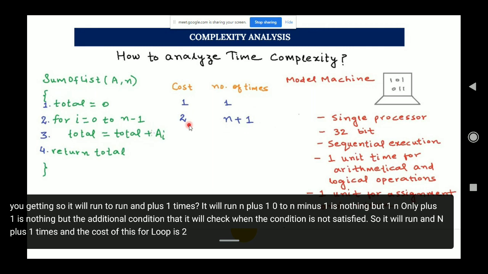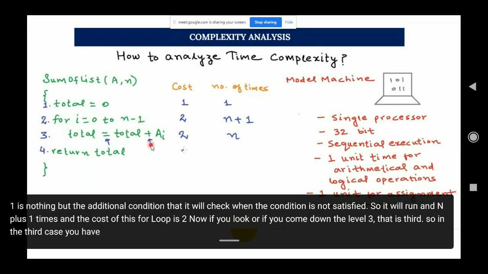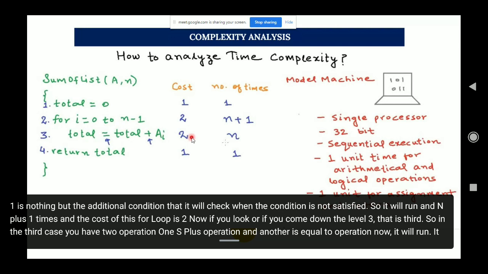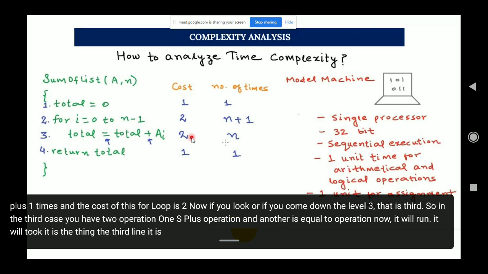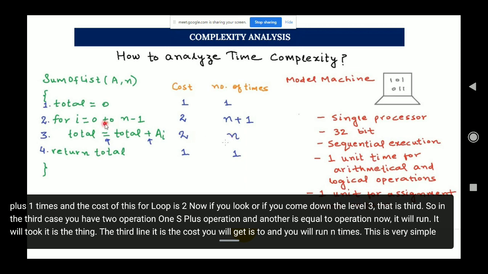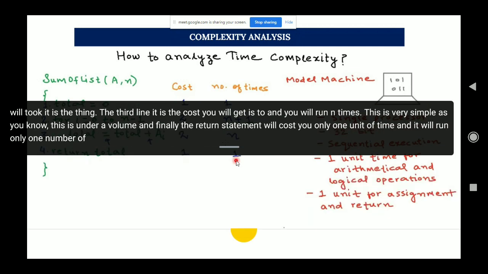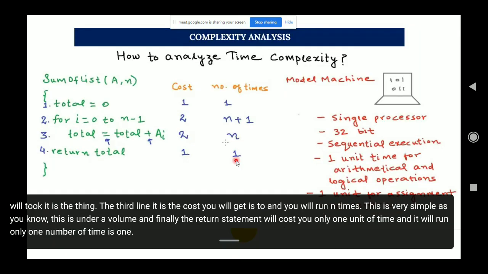Now if you come down to line 3, the third line, you have 2 operations: one is the plus operation and another is the equal to operation. The cost you will get is 2, and it will run n times. This is very simple, as you know, this is under a for loop. And finally, the return statement will cost you only 1 unit of time, and it will run only one time.